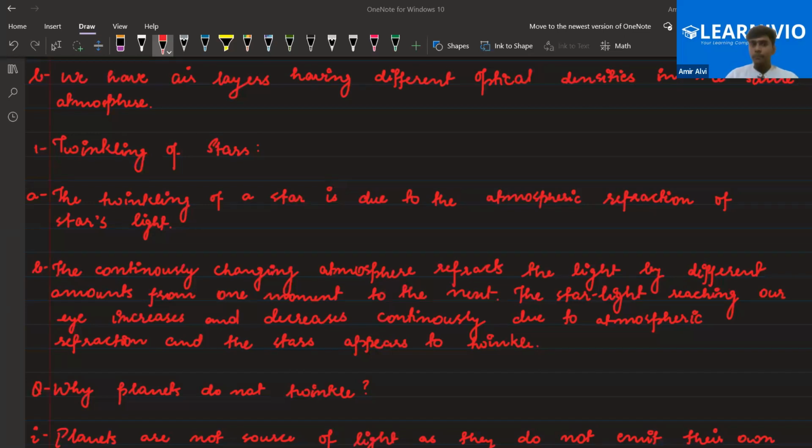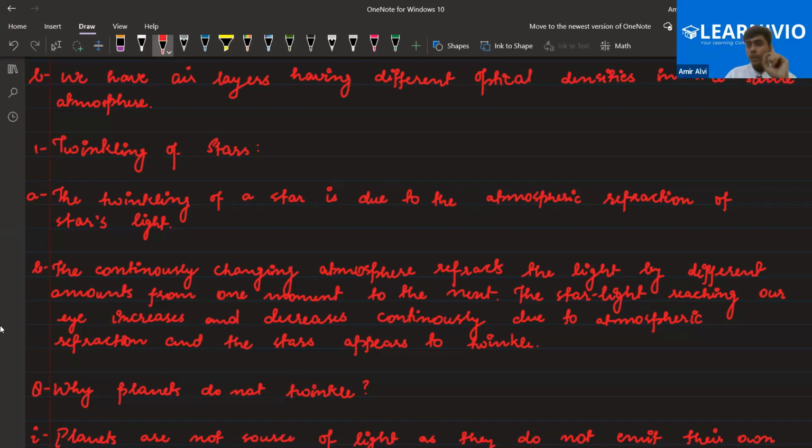Just a second. Sir, yes, Zainab. Sir, why aren't we able to see the sun twinkle then? Sun twinkle, because the sun is much closer to the Earth. The twinkling of a star is due to, first of all, a very big gap between the Earth and the stars.